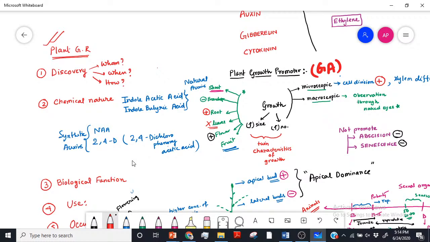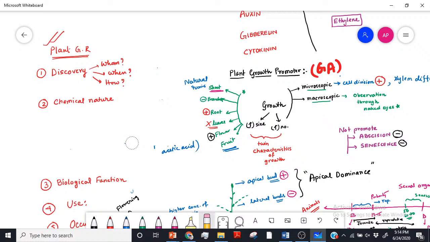Now we are coming to the chemical nature. Now chemical nature, gibberellin. Do comment in between whether you are with me or not, otherwise it becomes very difficult to understand.